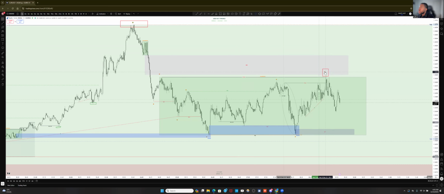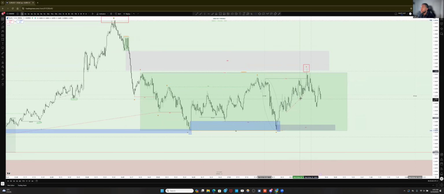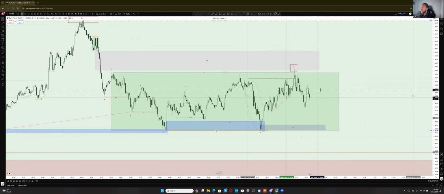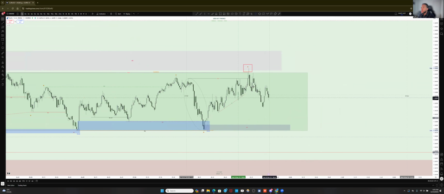So what is this telling us? The sellers have stepped back into the market, and are they going to come and sweep this trend line to continue this bearish trend? So what do we have here? We have this level of buildup, this trend line level as well.